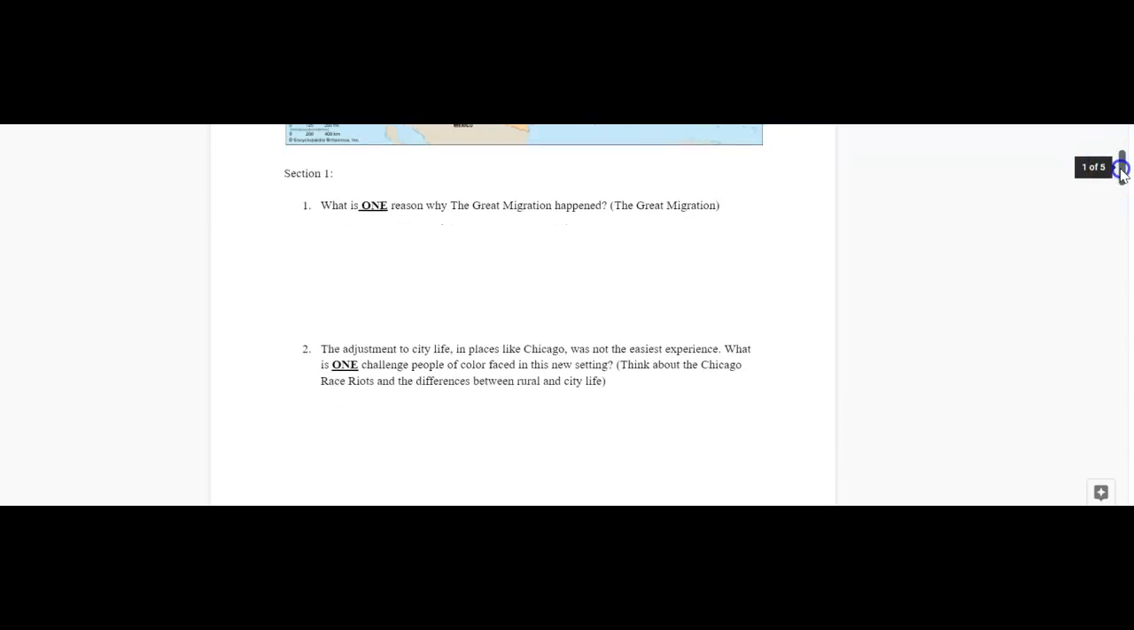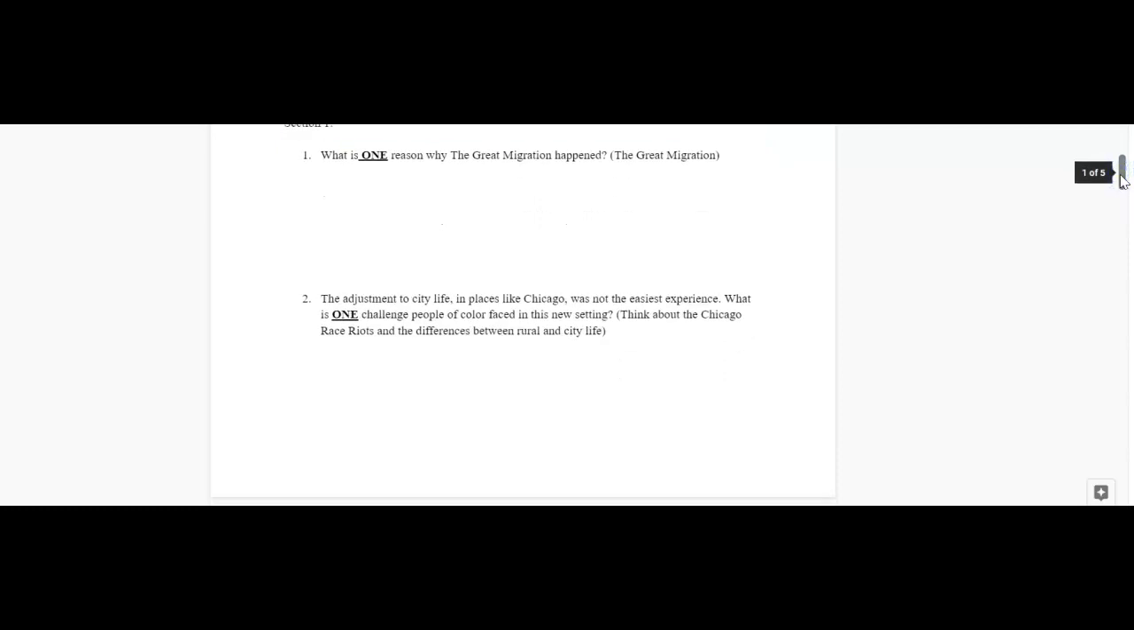Number 2, the adjustment to city life in places like Chicago was not the easiest experience. What is one challenge people of color faced in this new setting? Think about the Chicago race riots and the differences between rural and city life as you put together this answer. And let's be sure that we're using complete sentences as we put together our thoughts.